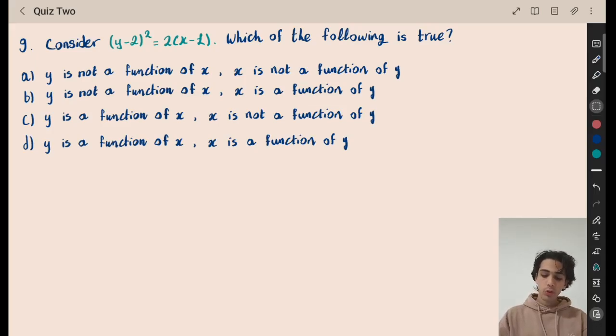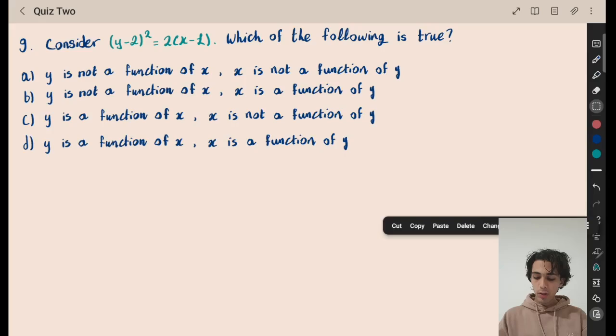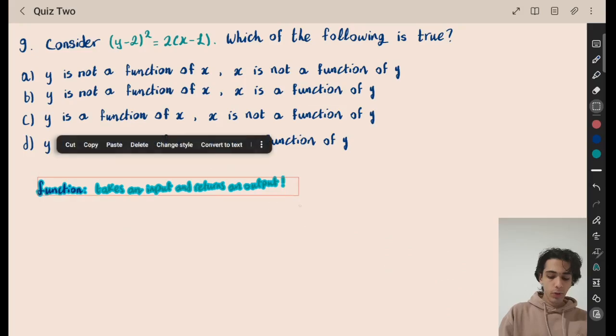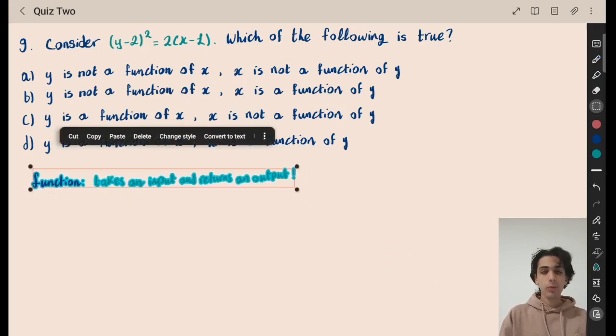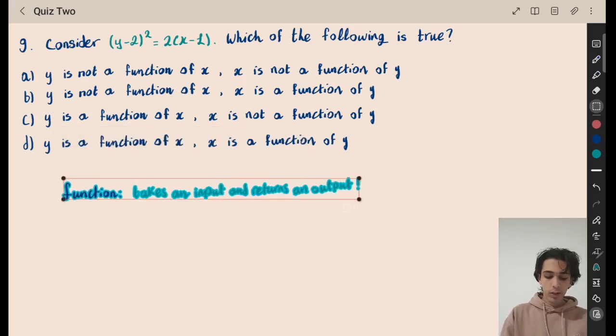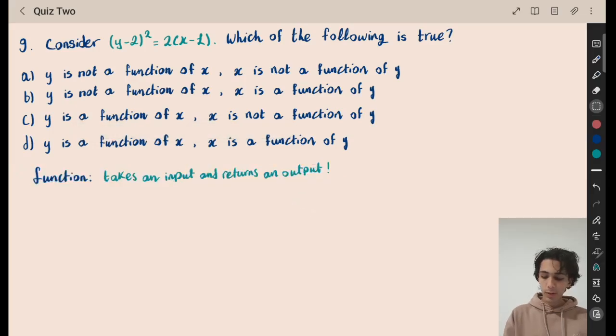And the first thing we need to check is our knowledge of the word function. Do we know what a function is? It is something that takes an input and returns an output. And I put a red line under an output because this is very important, and we will see. Now with this in mind, let's work with the expression that we have.